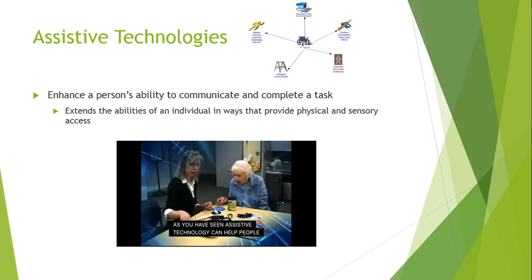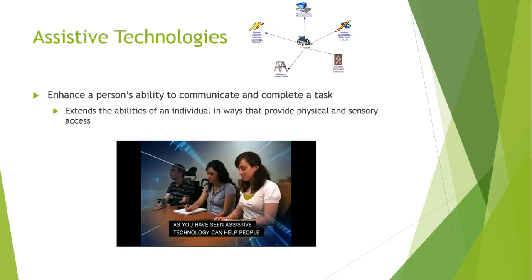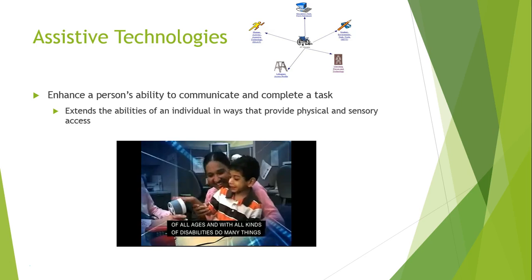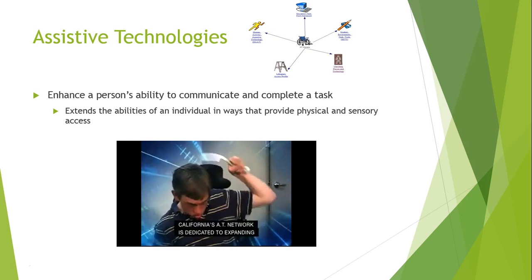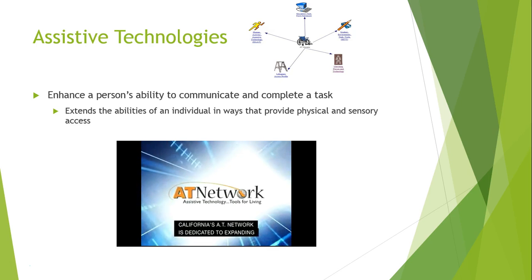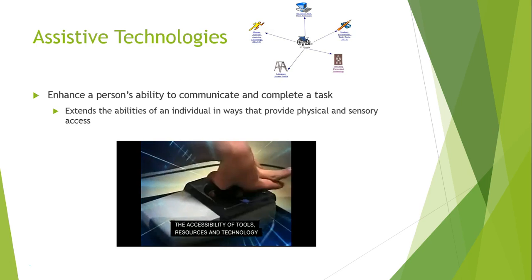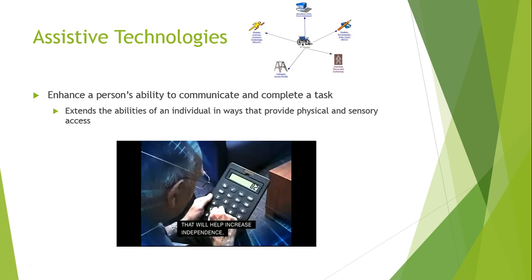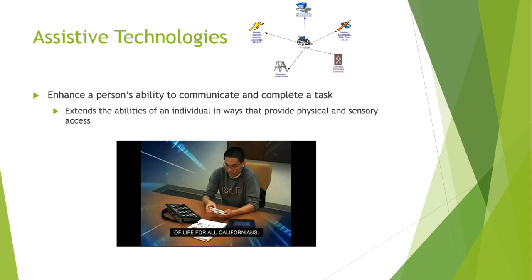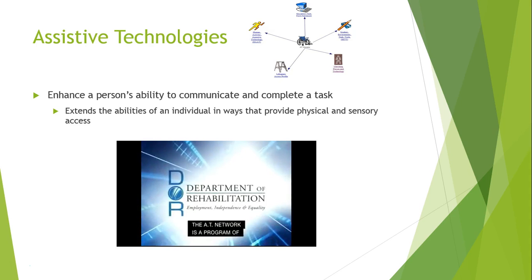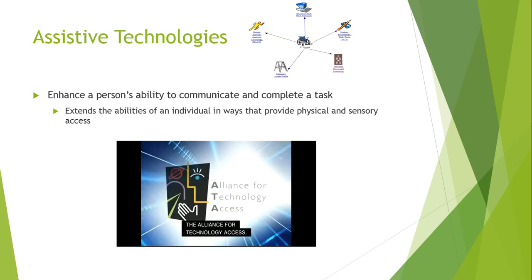As you have seen, assistive technology can help people of all ages and with all kinds of disabilities do many things more easily. California's AT network is dedicated to expanding the accessibility of tools, resources, and technology that will help increase independence, improve personal productivity, and enhance the quality of life for all Californians. The AT network is a program of the California Department of Rehabilitation coordinated by the Alliance for Technology Access.